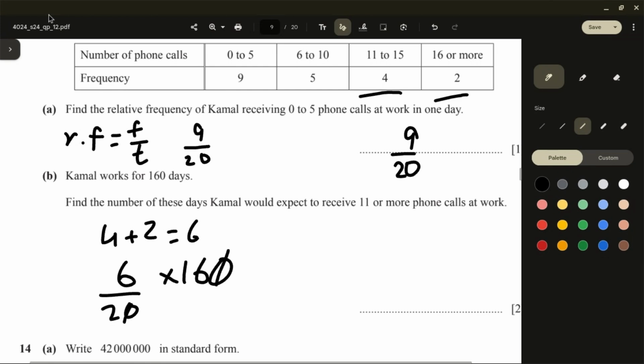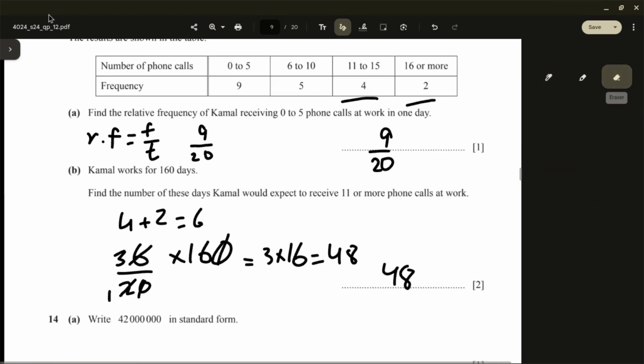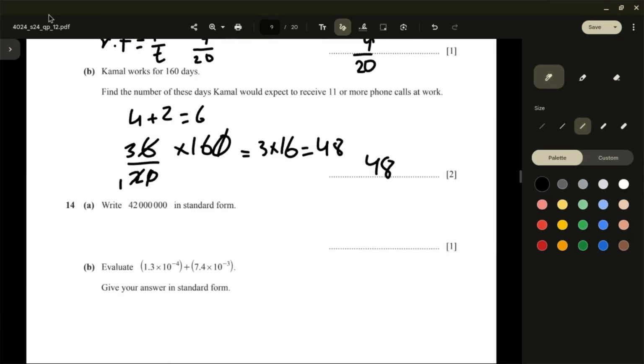We cancel the 0 with the 0, and 2 1s are 2 and 2 3s are 6, and now the remaining, which is 3 multiplied by 16, is equal to 48. So in total he will get 48 phone calls in 160 days. Moving on, the next question.